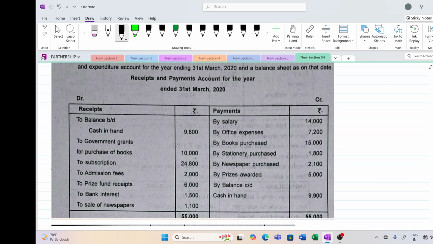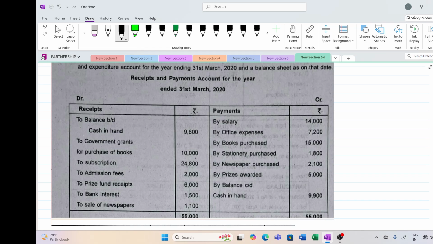And any specific donation, suppose a legacy received for some specific purpose, like you have to construct a building, you have to spend it only for that specific purpose, then it is a capital receipt. You have to take it to the liability side. So now you understand, one thing is that only current year related items you are going to record.